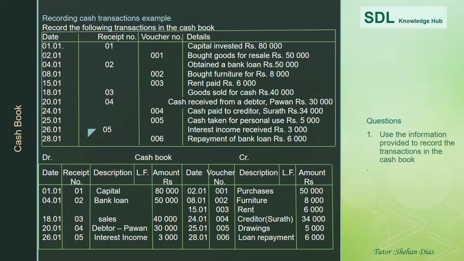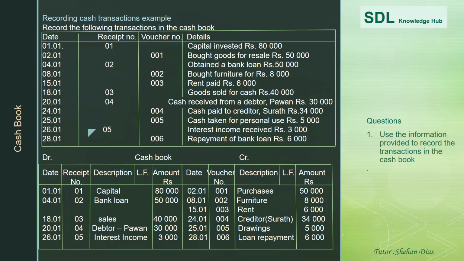So voucher number 4, saying creditor Surat 34,000. Then on 25th, cash taken for personal use 5,000, voucher number 5. So personal use, cash been taken, cash reduces, based on double entry principle it will be on the credit side. So 25th, voucher number 5, as drawings show 5,000.